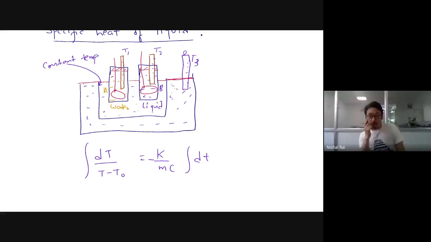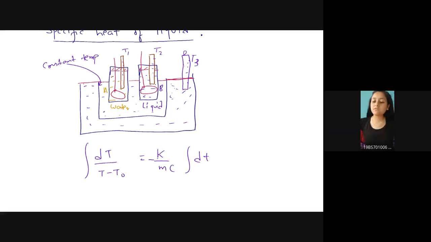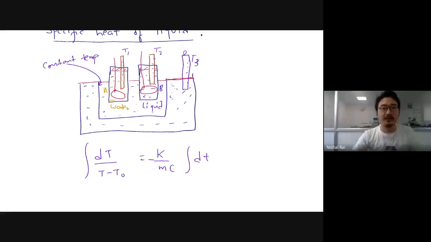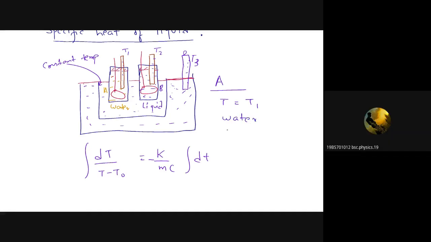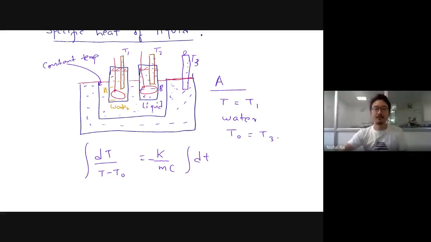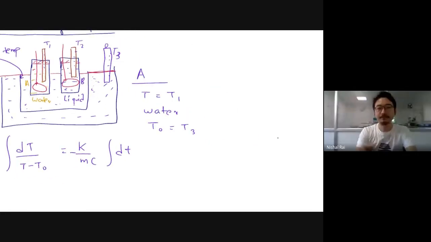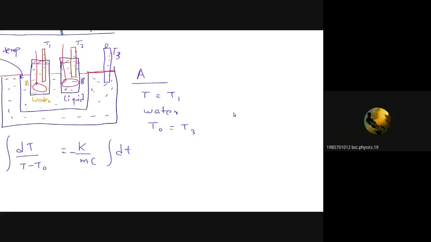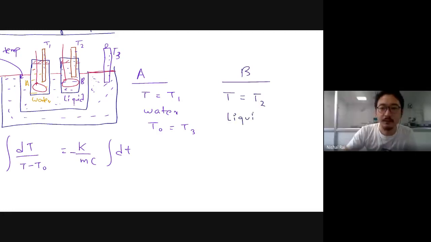Now, can we do the same thing for both water and the liquid? Actually, the water is at a different temperature and the liquid is at a different temperature. So for A, the temperature is T1 and the material is water. The surrounding temperature T0 is T3. Similarly for B, the temperature is T2. It was some liquid, we don't know. Now, what is the whole purpose of this?